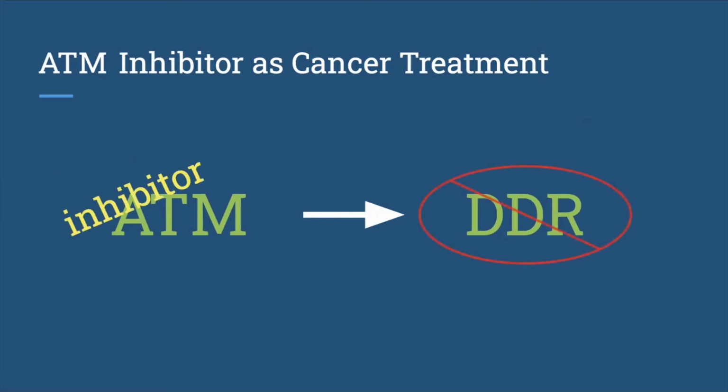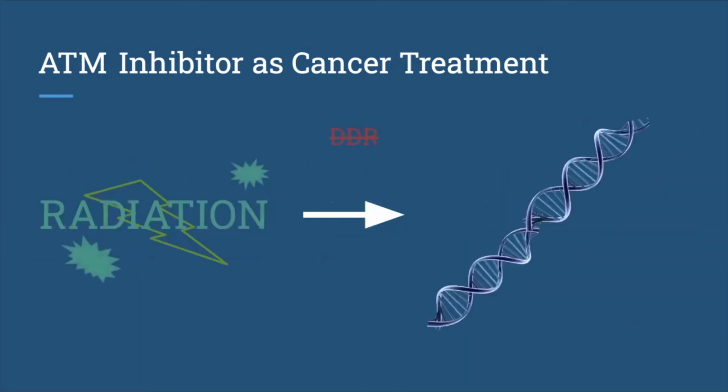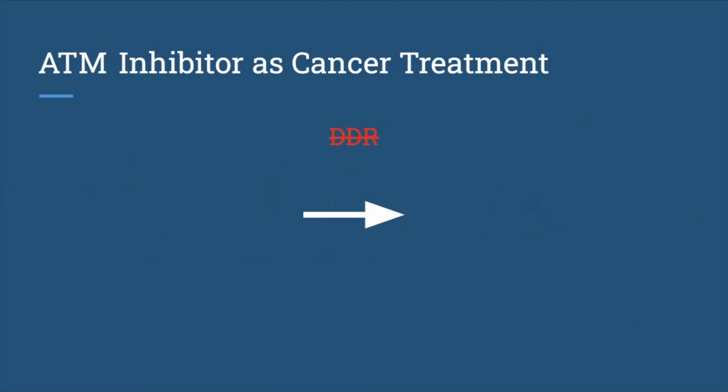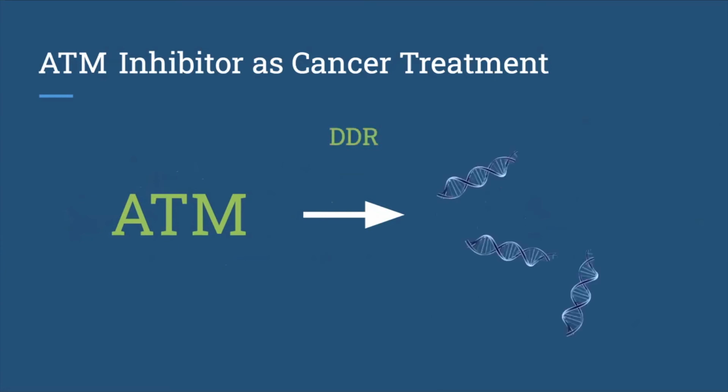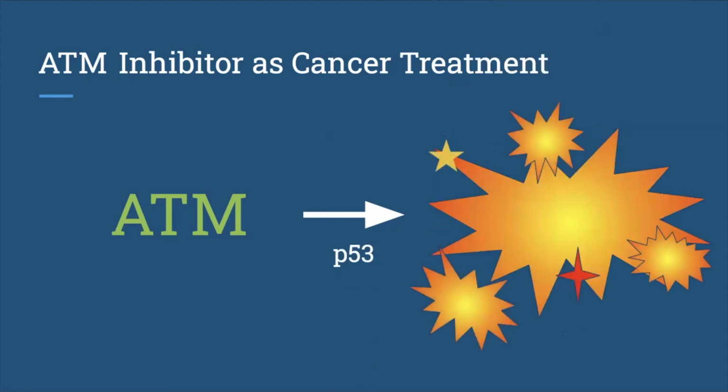If an ATM inhibitor is added, DNA damage response is prevented. Next, radiation can be applied to the cells. With the inhibition of ATM, there is no DNA damage response, and the radiation severely damages the DNA. Then, the ATM inhibitor wears off, activating the molecule. This allows ATM to carry out its function, detecting the DNA damage. When severe damage is detected, ATM phosphorylates p53 and triggers apoptosis, killing the cancer cells.